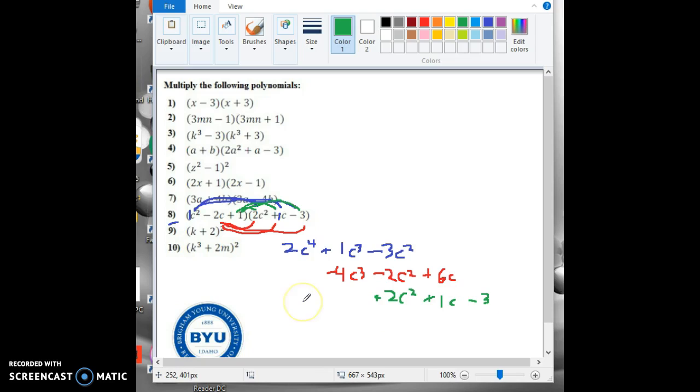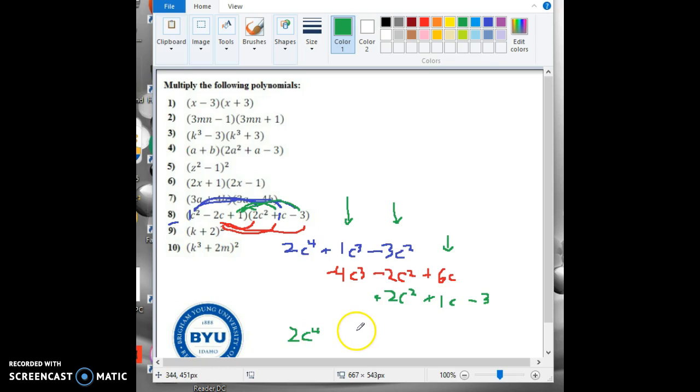Alright, now that I have used the distributive property fully and completely, I'm ready to add like terms. And the way I've written these, I've organized them so that the like terms line up vertically. And so you can see a set of like terms there, a set of like terms there, and a set of like terms here. So adding them together, I have 2c to the fourth, which stands alone since it doesn't have anything else that is like it.